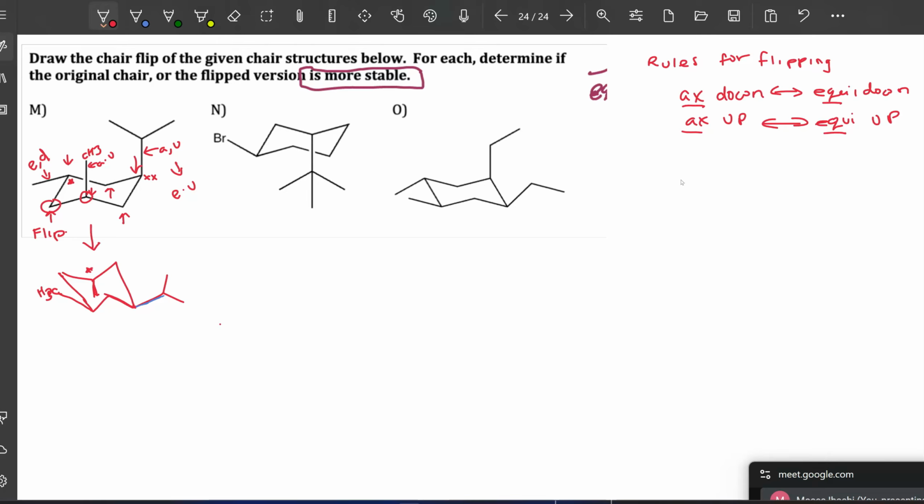Now, which of those two is more stable? The one that we just drew. What is your reasoning, my friend? Because there's a big group that is axial down back there. Most big groups are on equatorial.